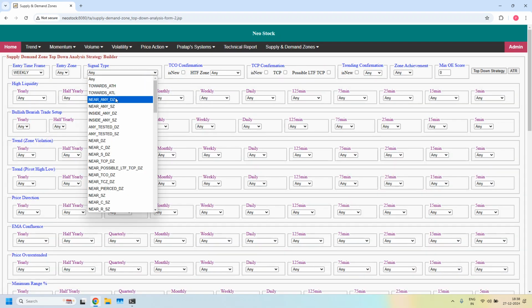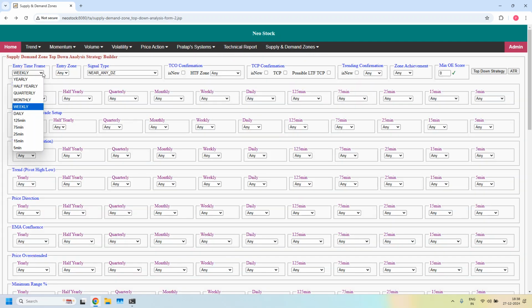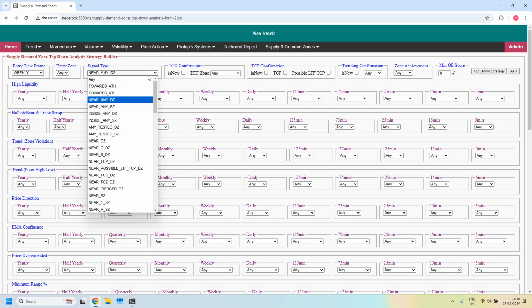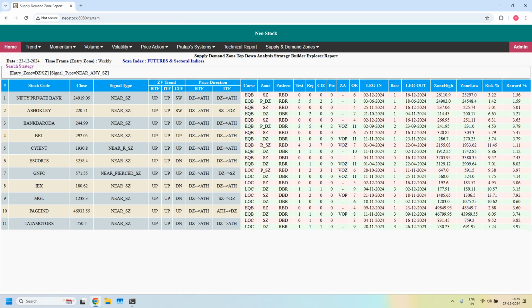Stocks near weekly demand zone. 13 stocks are filtered. NIFTY Bank is also there. Okay, next, weekly time frame. Stocks near weekly supply zone. 11 stocks are filtered.